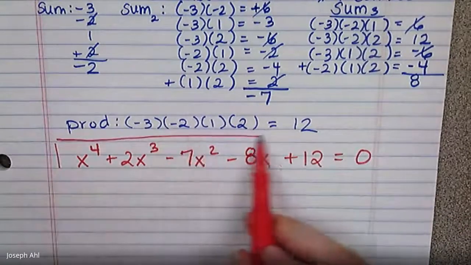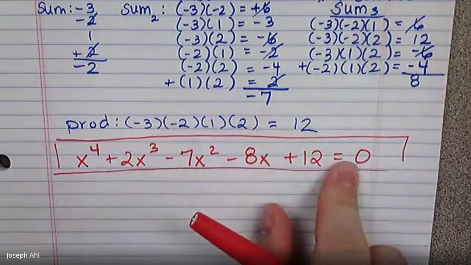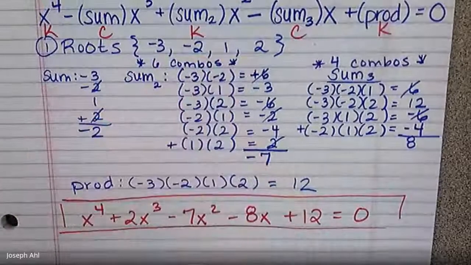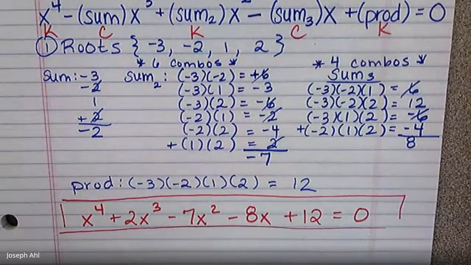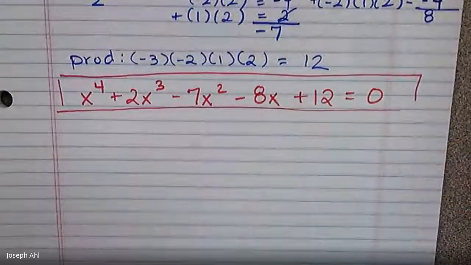And to save time, I won't check this, but how could I check it? Well, I guess I could go to my calculator, type that in, and confirm that the roots are -3, -2, 1, and 2. We can double check that those 4 roots go with this 4th degree polynomial.